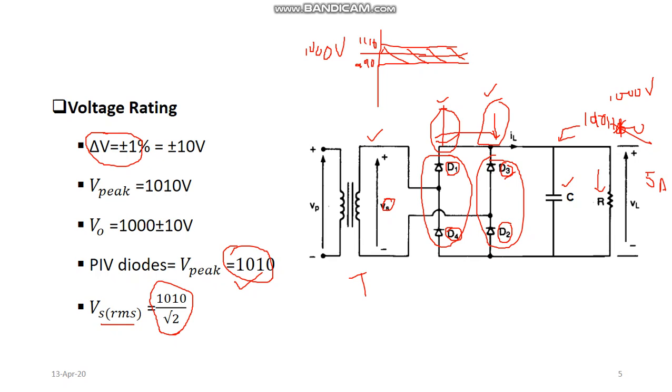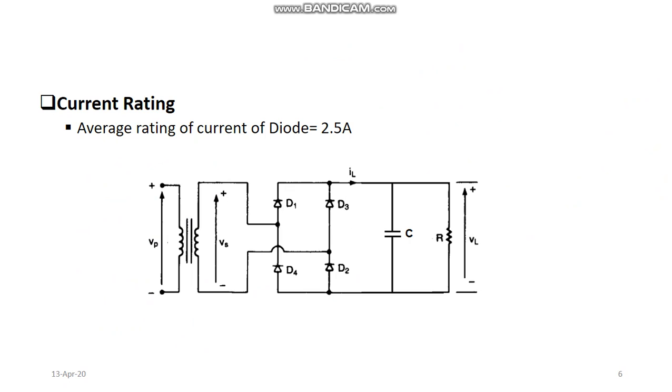The peak value divided by square root 2 will give the RMS value of the voltage that is being provided by this transformer. So our peak inverse value of the voltage of this diode and the RMS value of this transformer is being decided. Now we'll move towards the second step of deciding the RMS value, the average value of the current of these diodes.